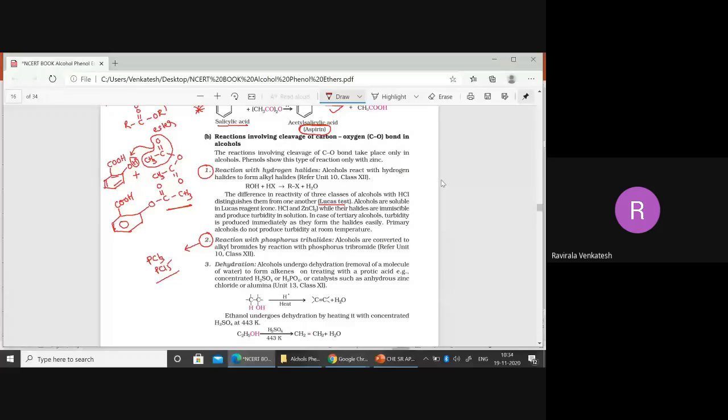In case of tertiary alcohols, the turbidity is produced immediately as they form halides easily. Primary alcohols do not produce turbidity at room temperature. They do not produce. On heating, it will produce. 30 minutes, it takes some time.